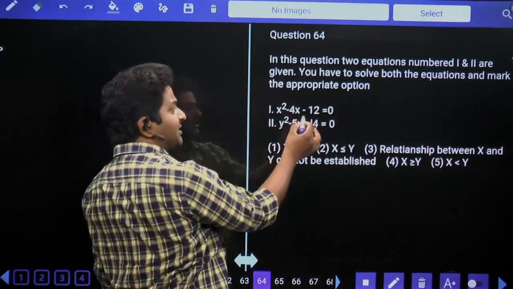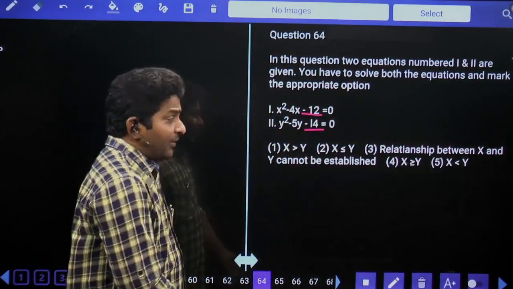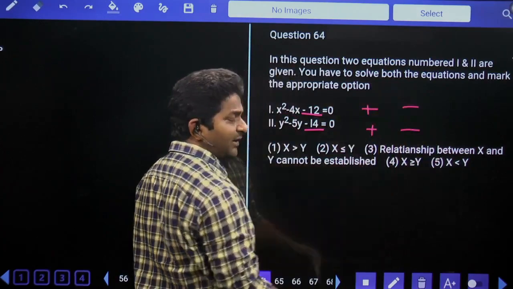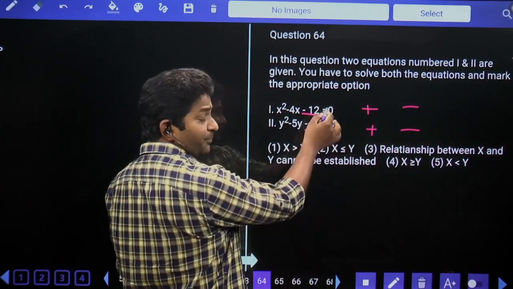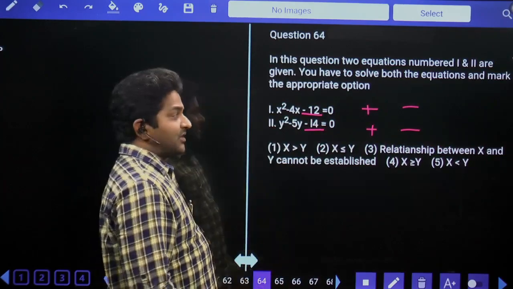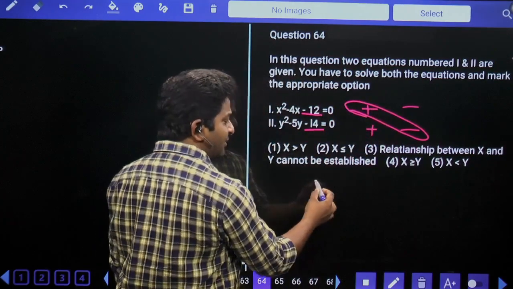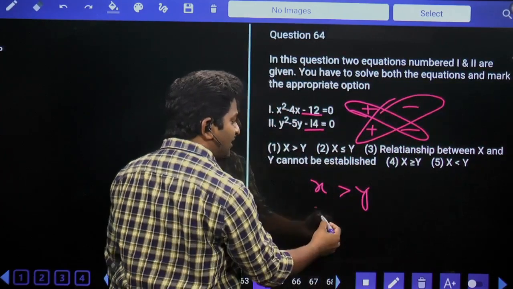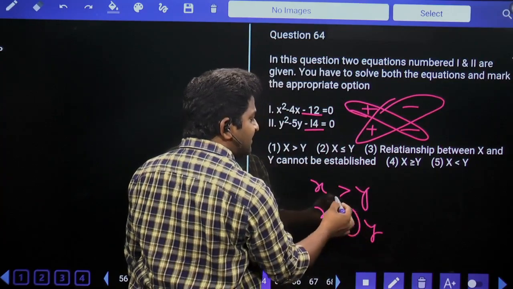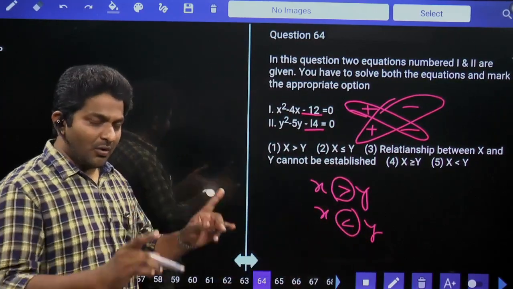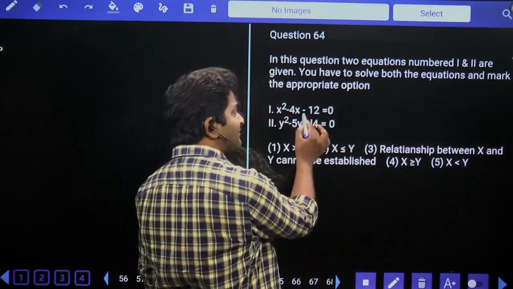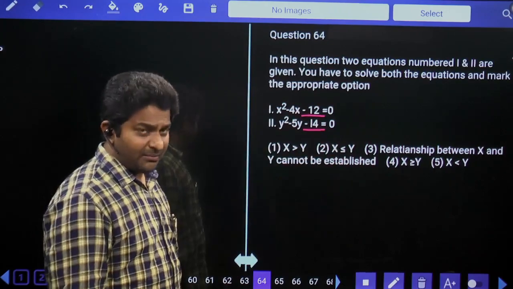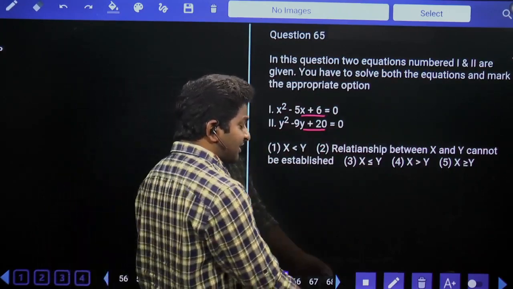Next, this is a free question. The C value is negative for both. Whenever the C value is negative, we will get both positive and negative factors. Whenever we get both positive and negative factors, for both equations, if you consider this particular equation, we will get x greater than y. And if you consider this one, then you will get x less than y. Whenever you get less than and greater than, the relation cannot be established. So from now onwards, remember, whenever the C value for both equations is negative, it is a free question and the answer is relation cannot be established.